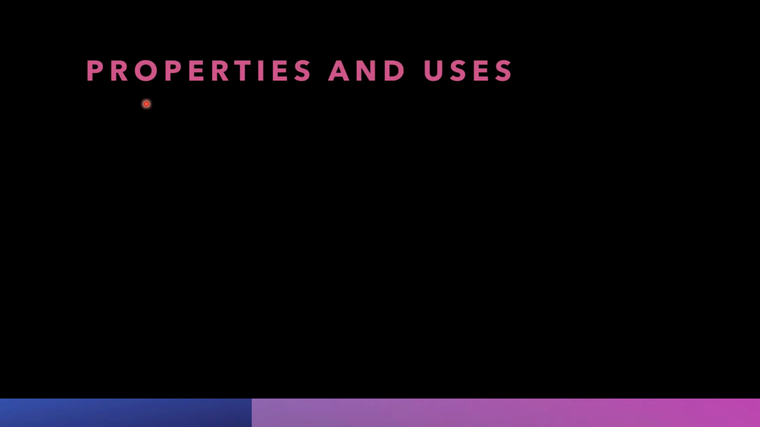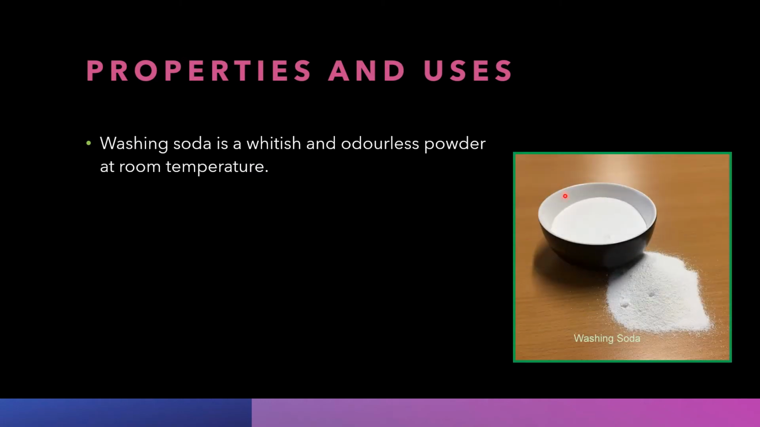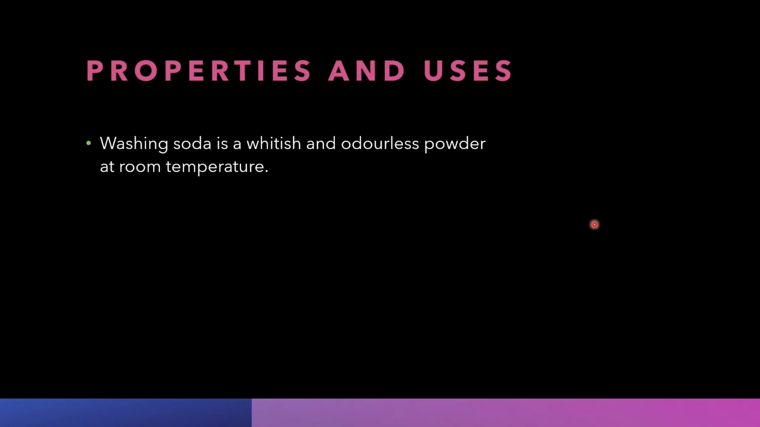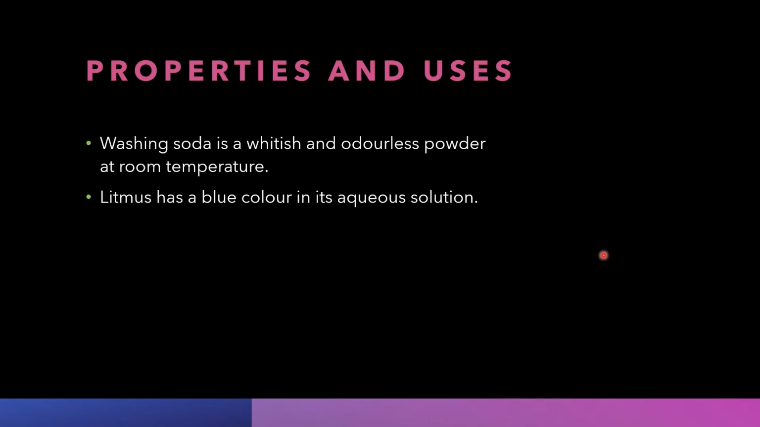Let us discuss the properties and uses of washing soda. Washing soda is a whitish and odorless powder at room temperature. It turns red litmus into blue. That is, the aqueous solution of this washing soda turns red litmus into blue color.